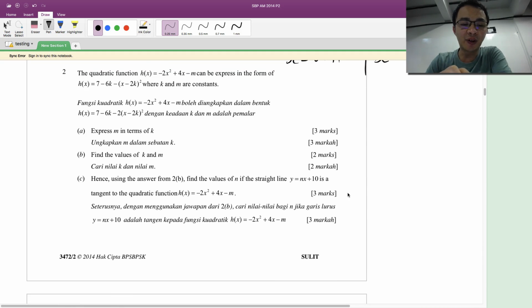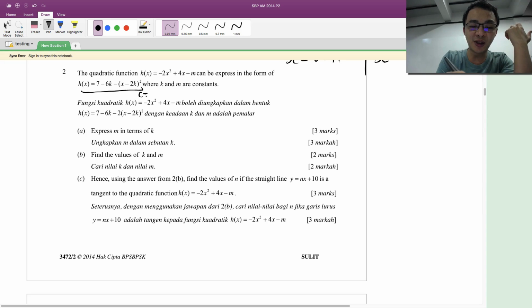The quadratic function h(x) equals negative 2x squared plus 4x minus m can be expressed in this form. So definitely when you see something like this, you have to know this is the completing the square form. If you know this is completing the square, express m in terms of k. So I will try to make my h(x) look like the other equation. So I will do it over here.